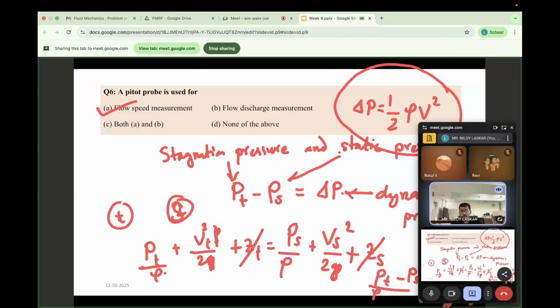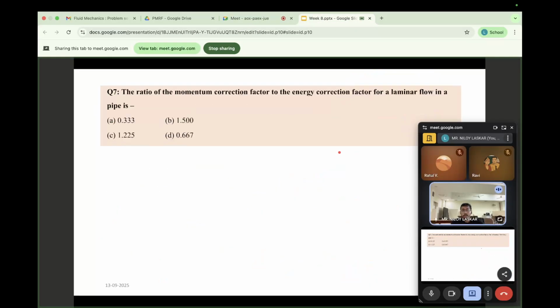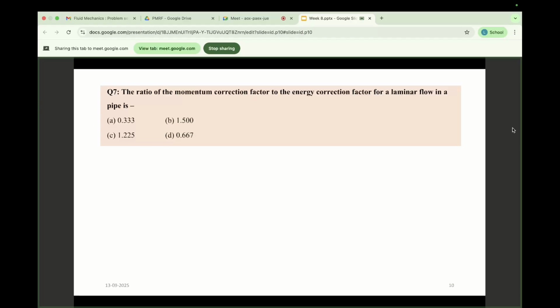So I'm moving to this next question. Here the concept is: what is the ratio of the momentum correction factor to the energy correction factor for a laminar flow in a pipe? So I think this concept maybe you haven't studied till now.